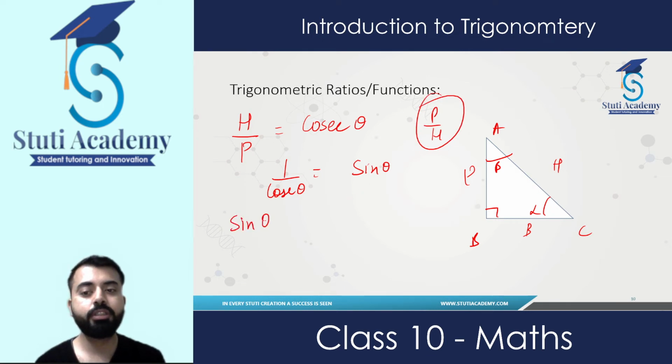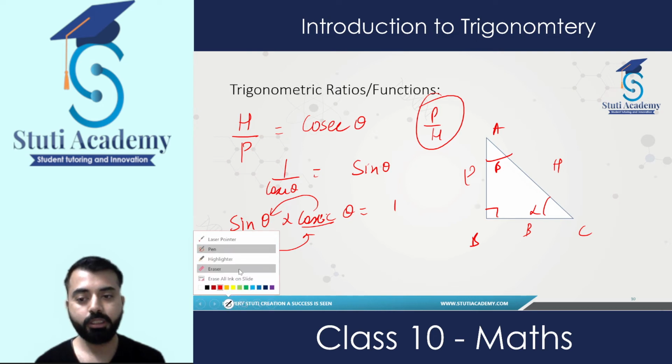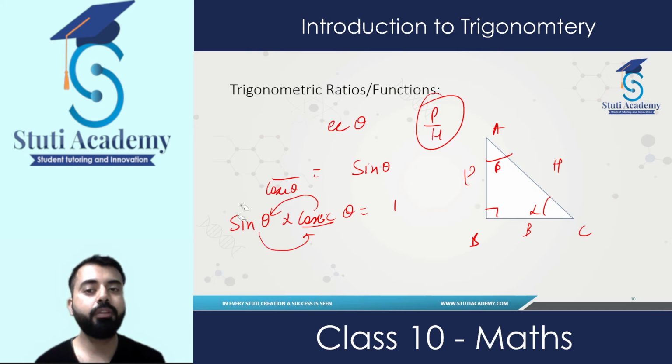So they understood that sine theta into cosecant theta is 1. That means this is the inverse of that one and that is the inverse of this one. Understood? Later they did the same thing with the base and the hypotenuse.